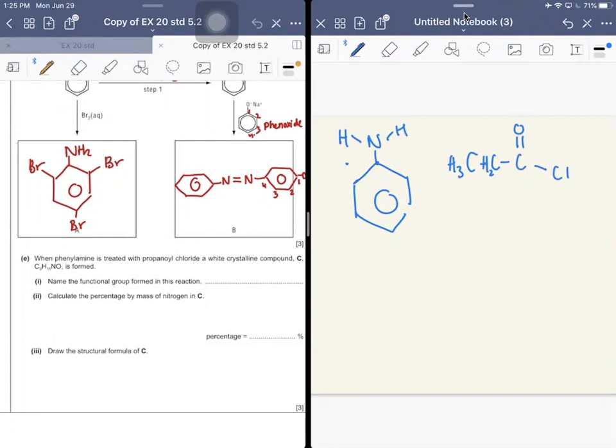So what happens is that they will undergo an addition elimination reaction. This lone pair on the nitrogen will attack the slightly positive carbon. One of the double bonds breaks, and then it reforms. This will result in the release of the chlorine. Otherwise, carbon would have too many bonds around it. I would like to color coordinate this.